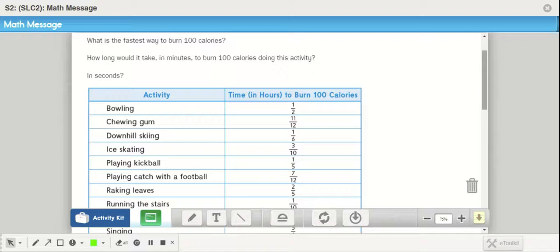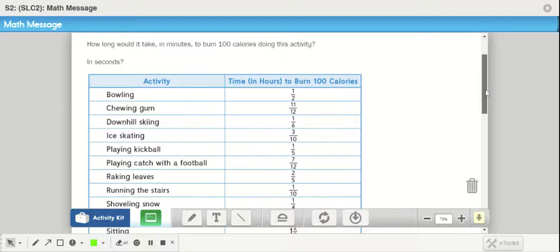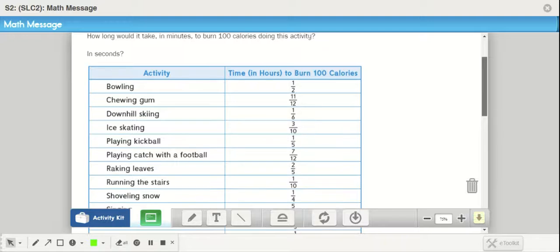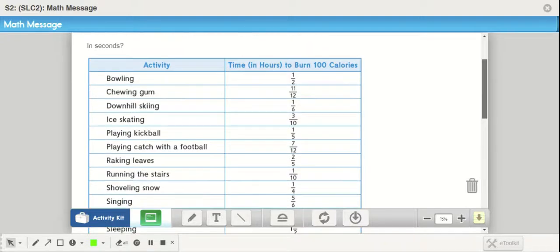Or if it takes you 1/10 of an hour, it's only going to take you 6 minutes to burn 100 calories. And the way we find that is we know there's 60 minutes in an hour, and we have to ask ourselves, well, how many times does 10 go into 60 or does 12 go into 60? So all of these denominators are different, but all of them are factors of 60.